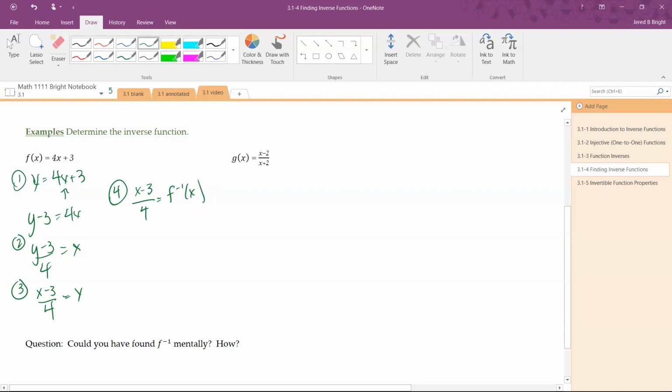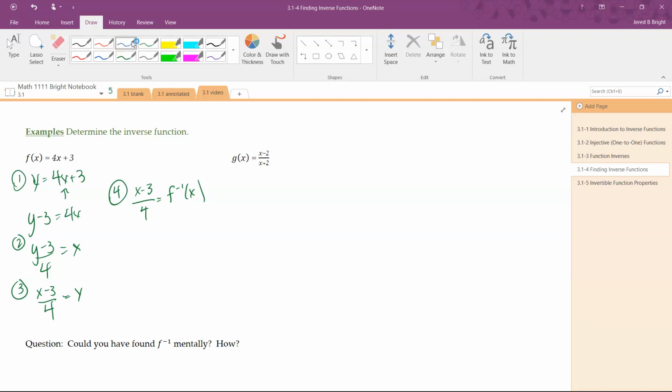And really, if you think of the inverse function, it's doing the opposite of everything that the original function was. So mentally, you probably could have done f mentally. If you wanted to undo what you did, instead of adding, you subtract, instead of multiplying, you divide. That one's easy to find mentally. g of x, on the other hand, is not so easy to find mentally.